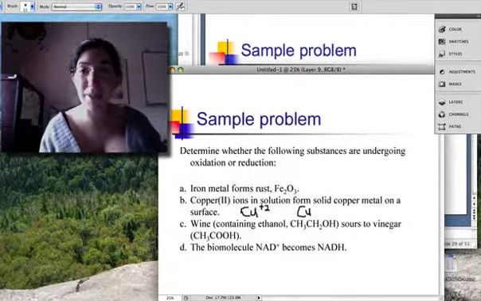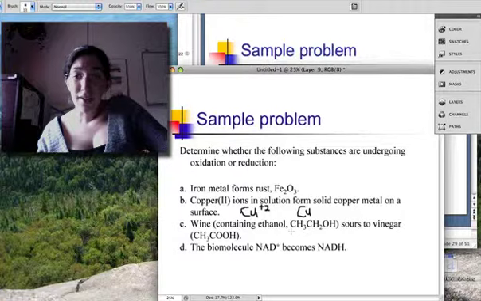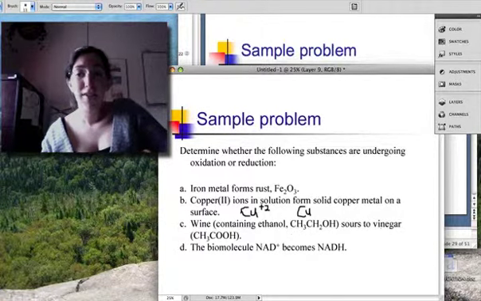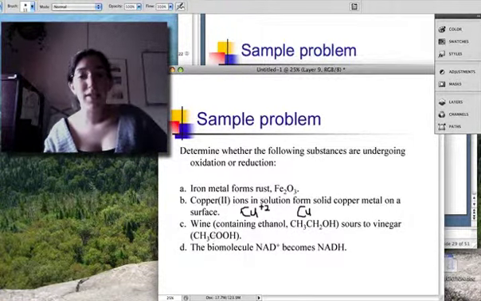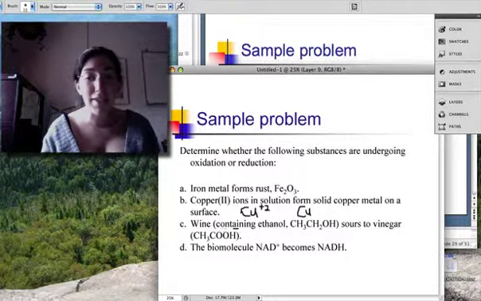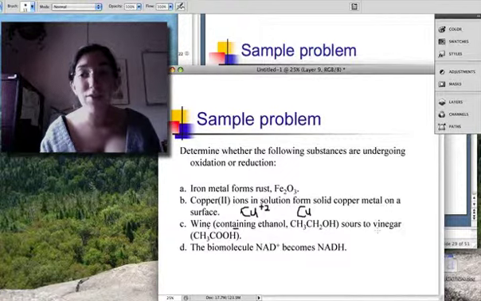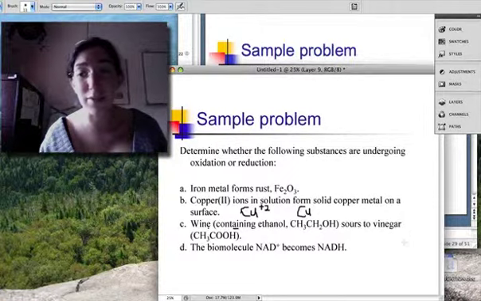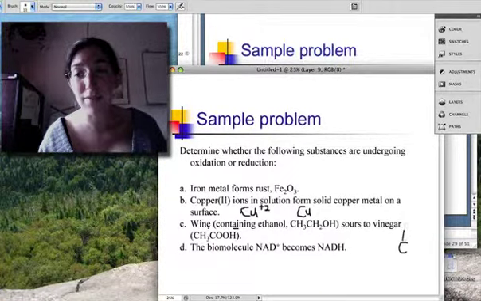Okay, C, wine containing ethanol, CH3CH2OH, sours to vinegar, CH3COOH. COOH, you may not have seen it written this way. When you write COOH, that is referring to a carboxylic acid group, which looks like this. I'll remind you. COOH. Okay, a carboxylic acid.